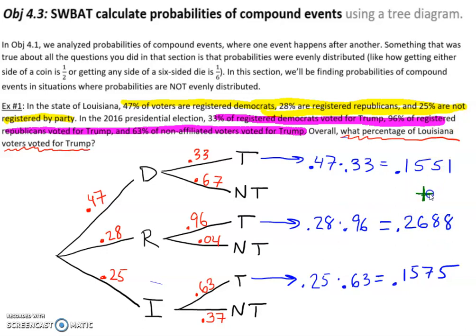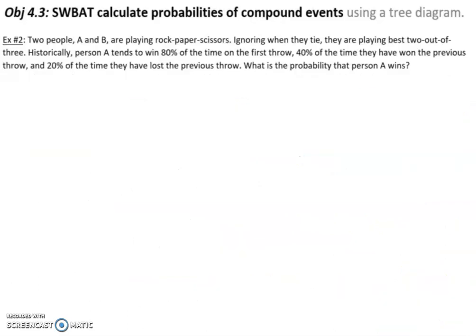Even though this seems unnecessary, I need you guys to put pluses here and then like an equals line, like an addition line there, because they're looking that you know that you have to add those numbers. So 0.1551 plus 0.2688 plus 0.1575 comes out to 0.5814. So that means in Louisiana, 58.14% of people voted for Donald Trump in 2016. Let's go on to the next example.